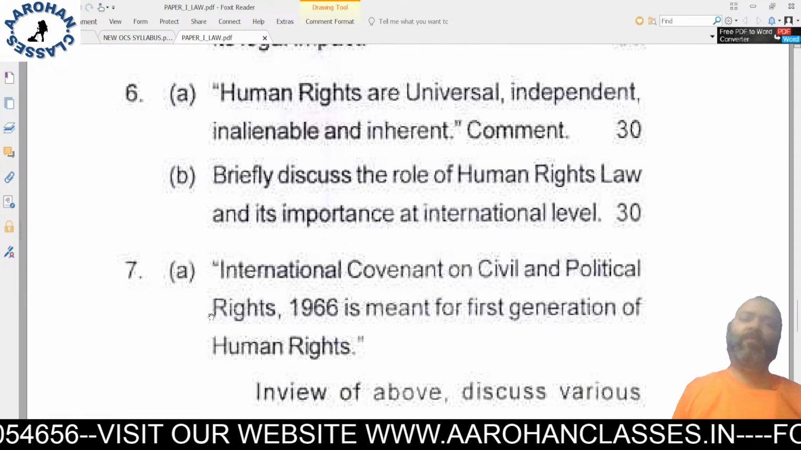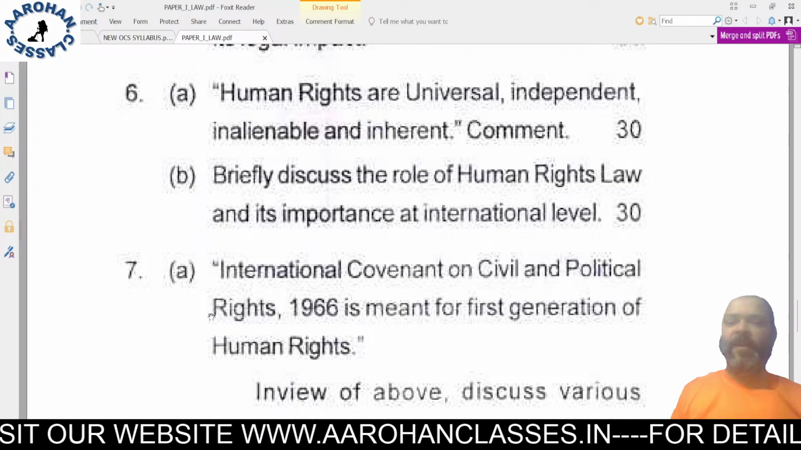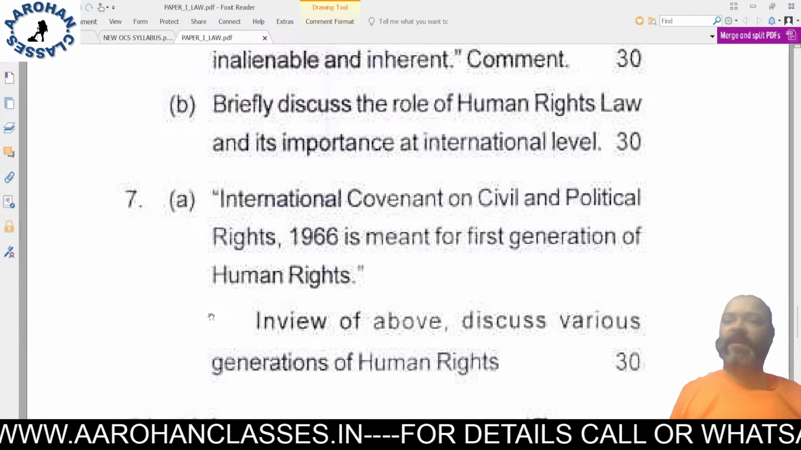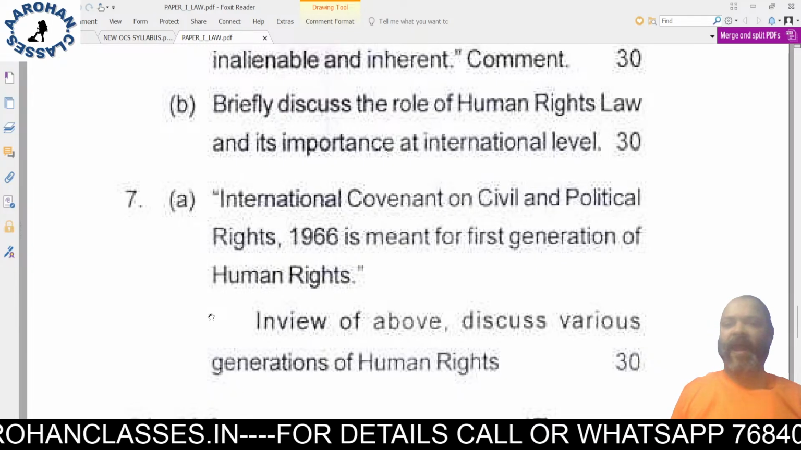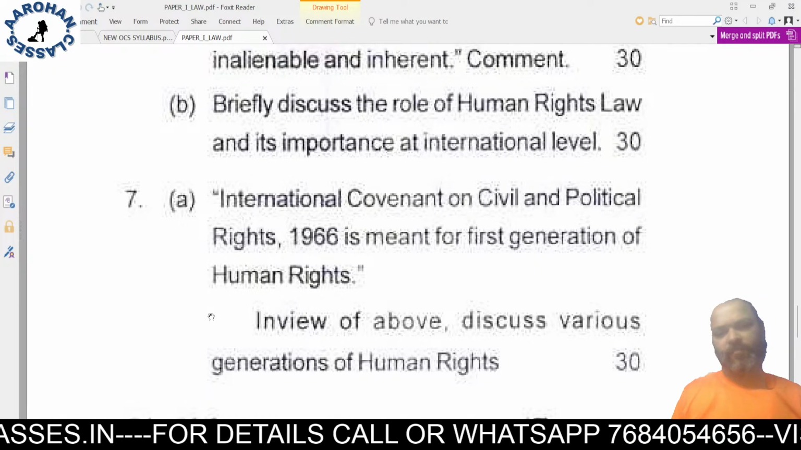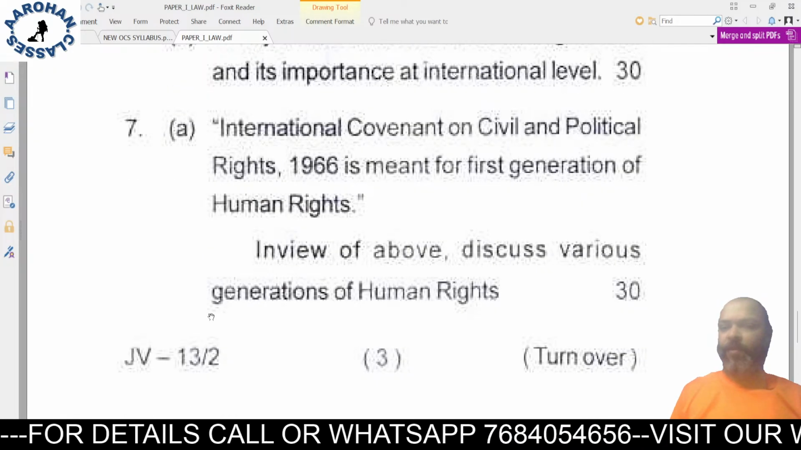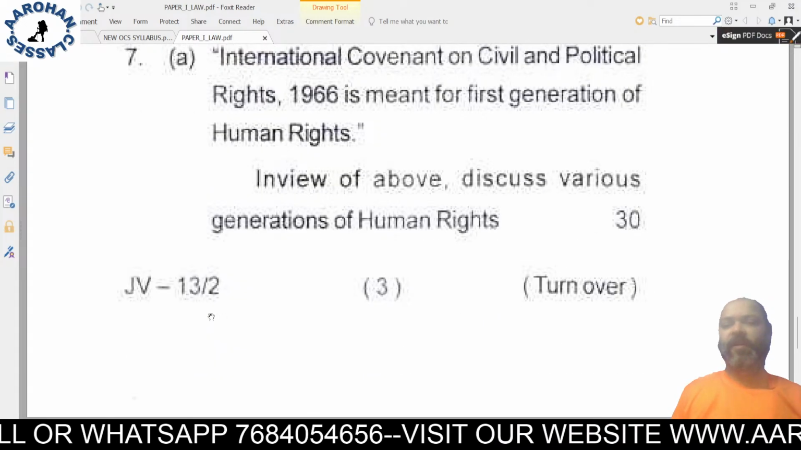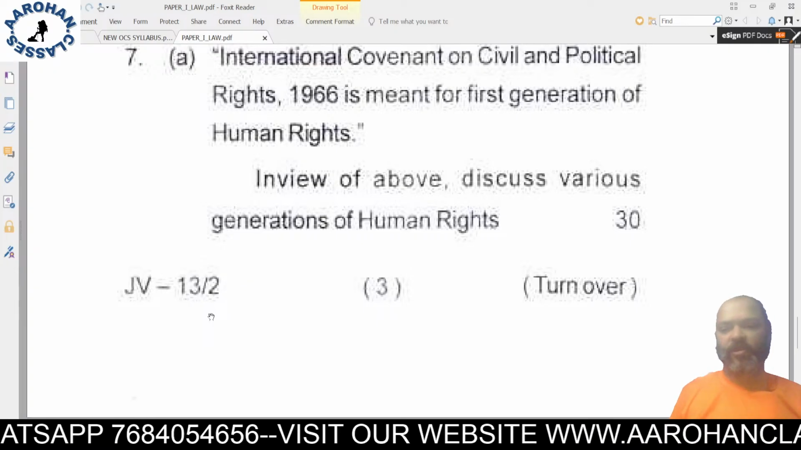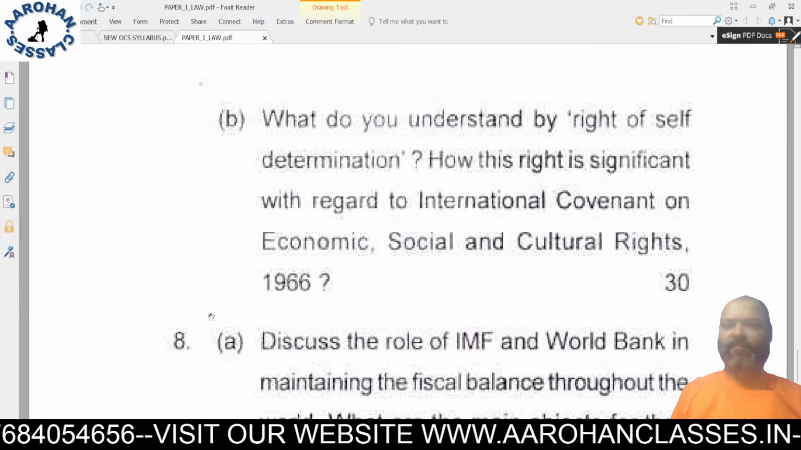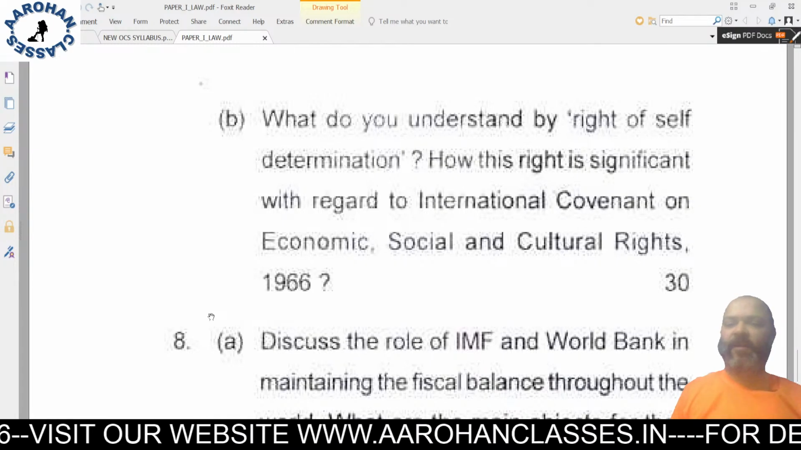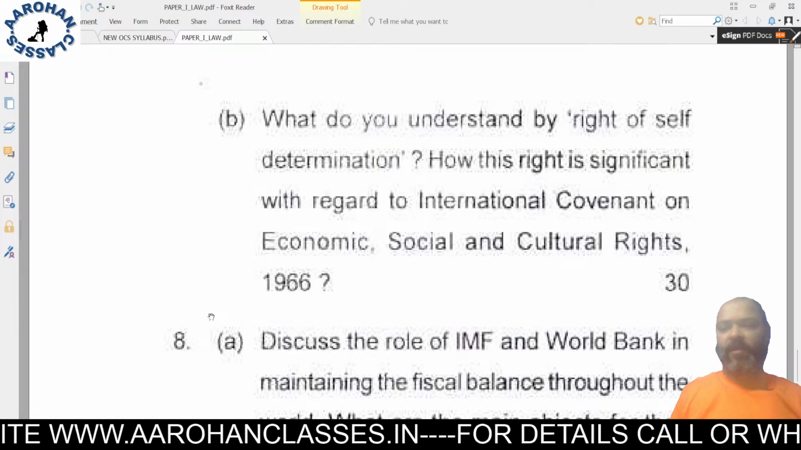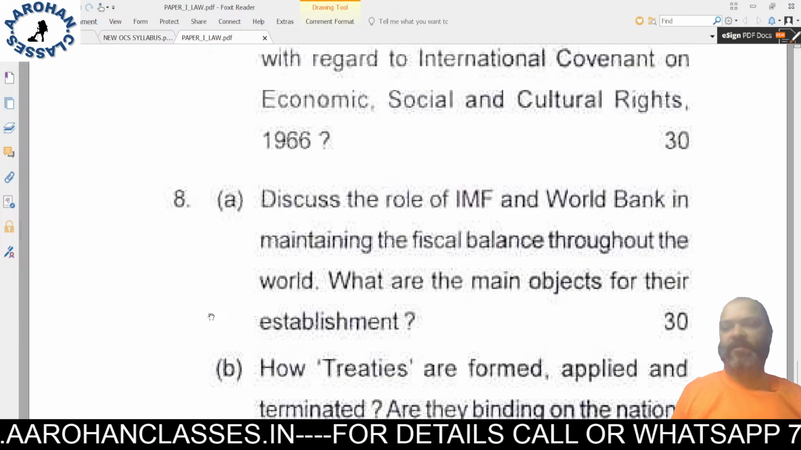Question 6. Human rights are universal, independent, inalienable and inherent. Comment. Briefly discuss the role of human rights laws and their importance at the national level. The International Covenant on Civil and Political Rights 1966 is meant for the first generation of human rights. In view of the above, discuss various generations of human rights. What do you understand by the right of self-determination? How is this right significant with regard to the International Covenant on Economic, Social and Cultural Rights 1966?